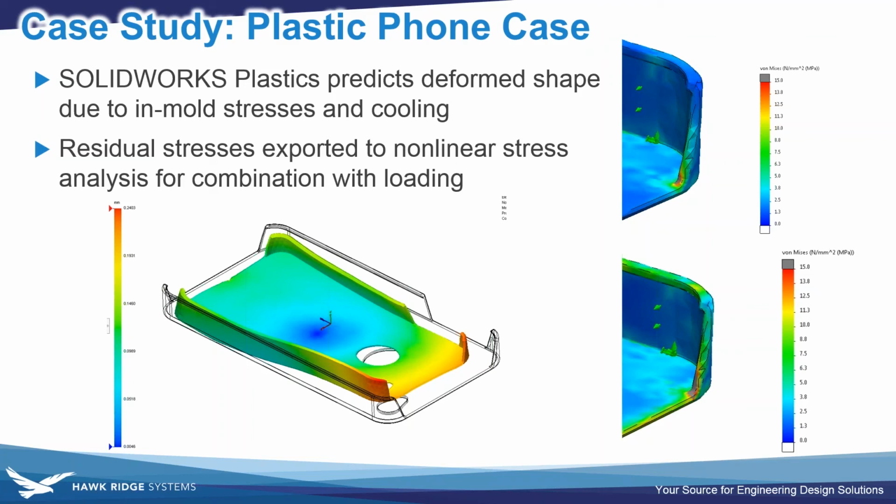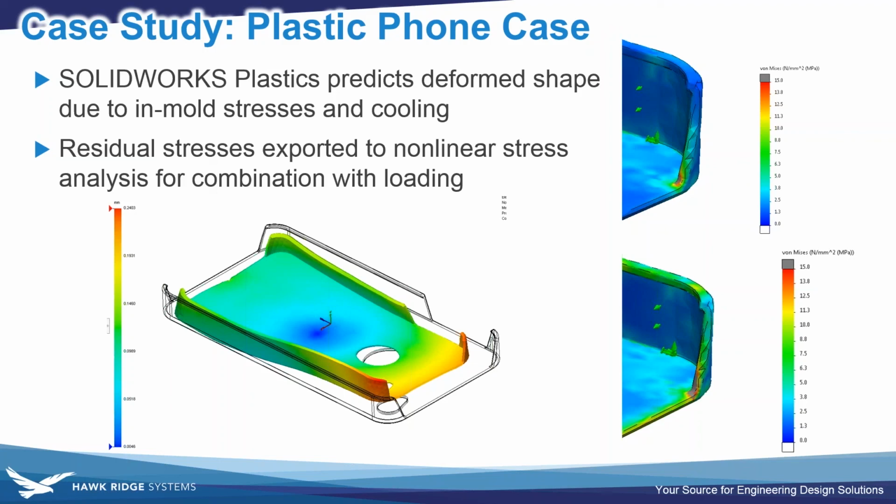And what you see is a comparison of results from top to bottom, where on the top, I simply put that load on and used sort of the built-in material definition inside SOLIDWORKS, which just assumes uniform properties. And on the bottom is where I did the same analysis, but I fed in those residual stresses that were calculated from SOLIDWORKS Plastics and the material properties directly from SOLIDWORKS Plastics.